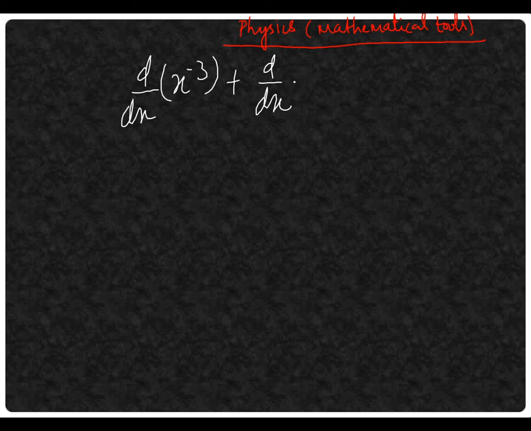Sorry, never mind, I deleted it, I will do it again. So x to the power minus 3. What is the value of the differentiation of x to the power minus 3? Minus 3 x to the power minus 3 plus 1, that is equal to minus 3 x to the power minus 2. And dy by dx of x to the power 4 is equal to 4x to the power 3.